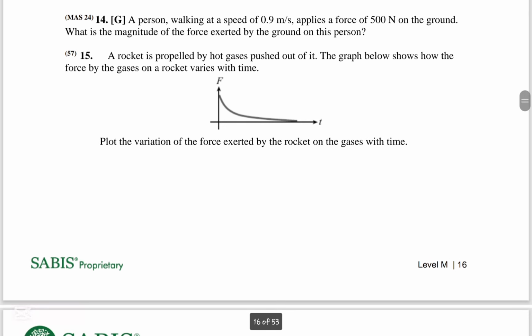It's saying a rocket is propelled by hot gases pushed out of it. The graph below shows how the force by gases on a rocket varies with time. Plot the variation exerted by the rocket on the gases. So this is the gases on rocket. Now they want rocket on gases.